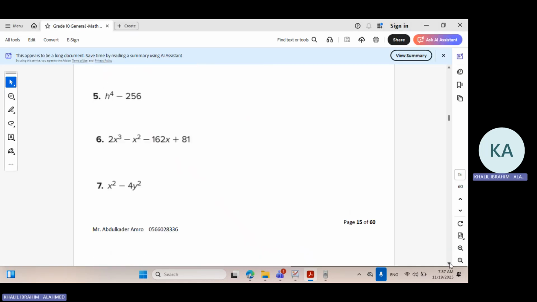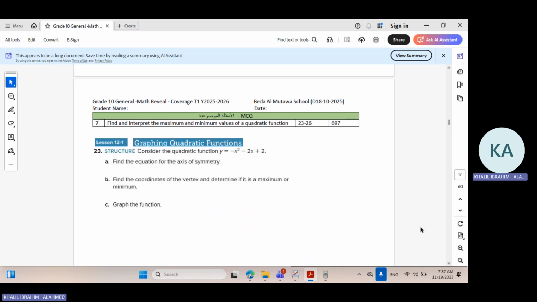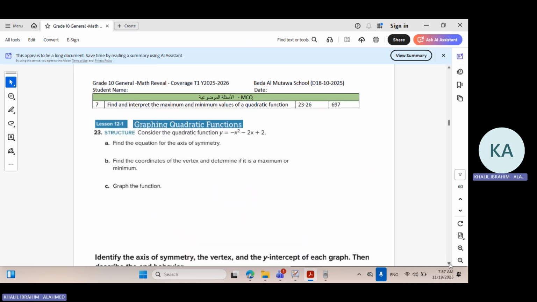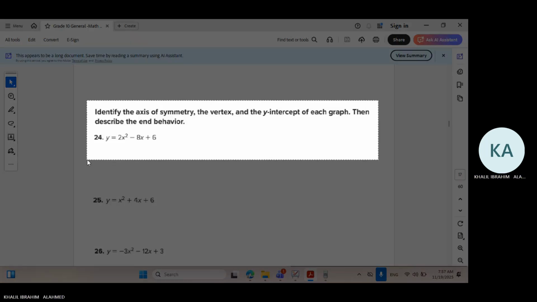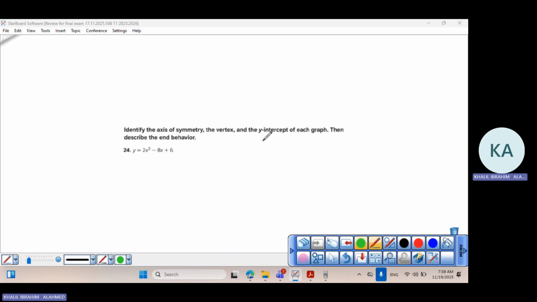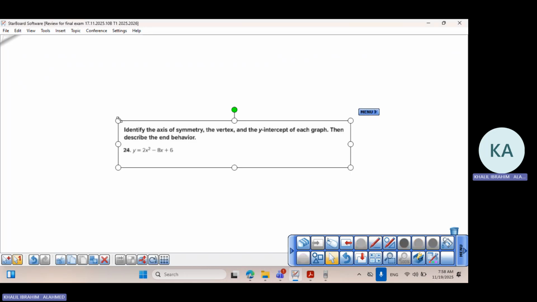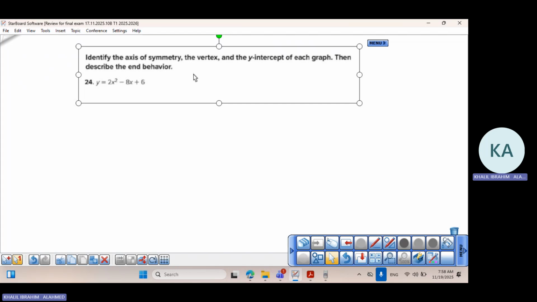Question, I think here. Okay, question 7. Yes, as you see here. Find the coordinate of the vertex and the graph, and also like this. Okay, let's start here. Identify. In this question, as you see here, maybe identify the axis of symmetry, the vertex, and the y-intercept of each graph. Then describe the end behavior. We have this question, as you see.